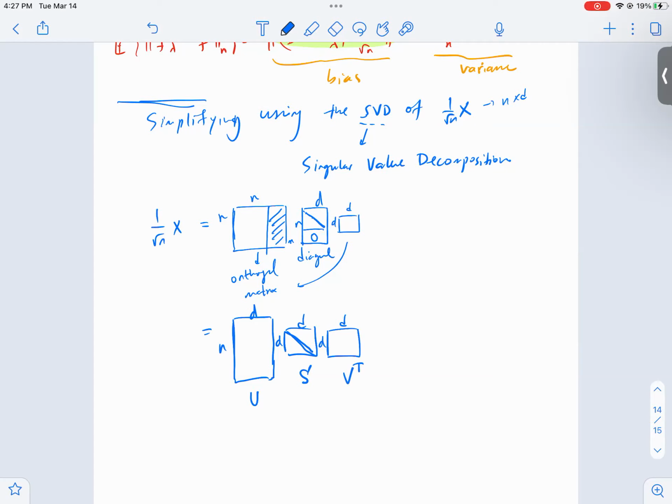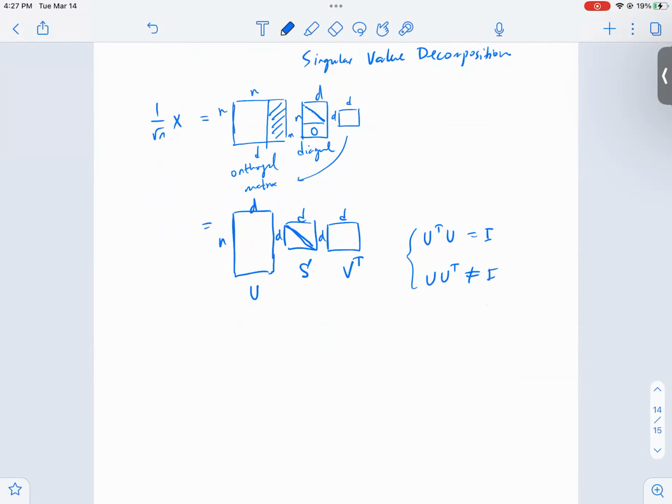So V would be D by D. The columns are still orthogonal to each other and normalized to have unit norm. So you would have U transpose U equal to I, but because I dropped the rest, U U transpose is not going to be I. That's the difference between this and the other version. V is still going to be orthonormal, and because it's a full square matrix, this holds. In particular, V inverse is going to be V transpose. This is a property of orthogonal matrices. So this is called thin SVD or reduced SVD. That's the version I'm going to use.